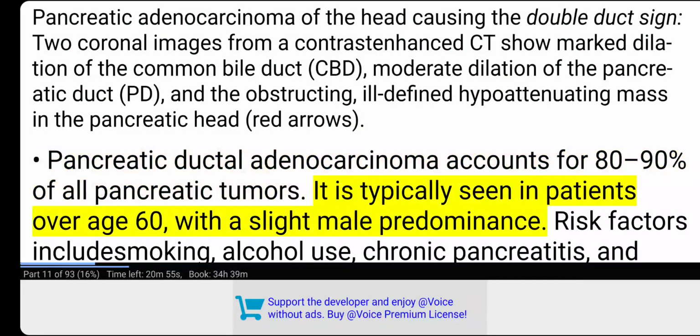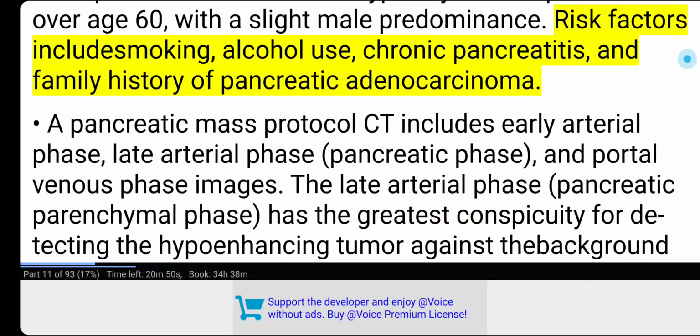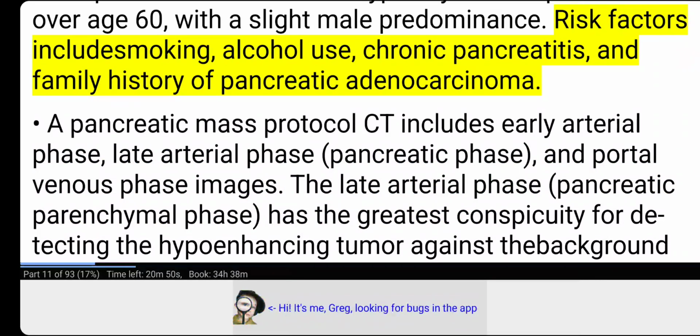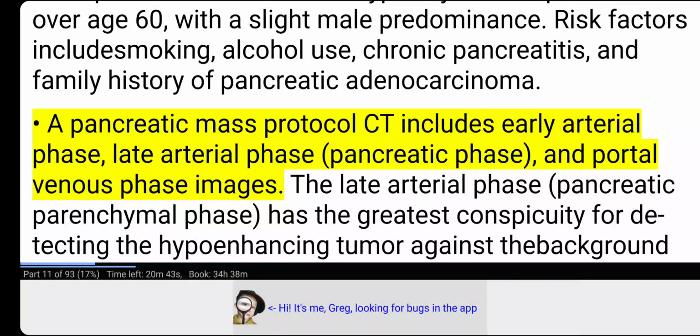It is typically seen in patients over age 60, with a slight male predominance. Risk factors include smoking, alcohol use, chronic pancreatitis, and family history of pancreatic adenocarcinoma. A pancreatic mass protocol CT includes early arterial phase, late arterial phase, pancreatic phase, and portal venous phase images.